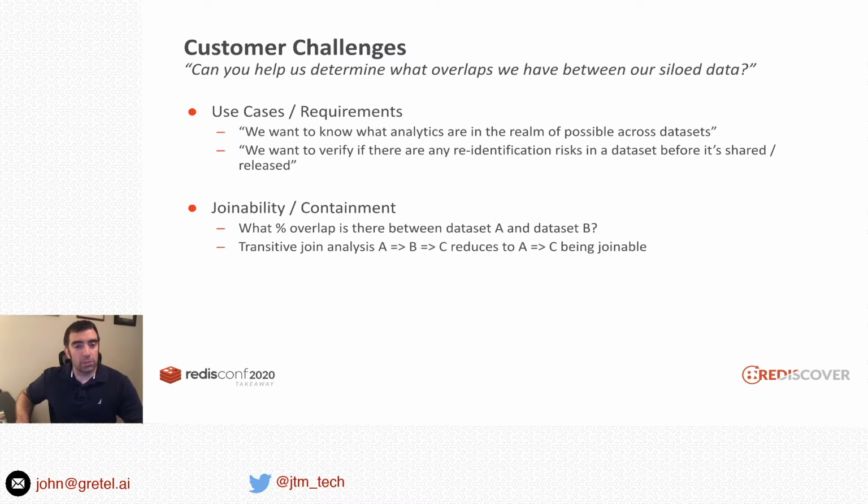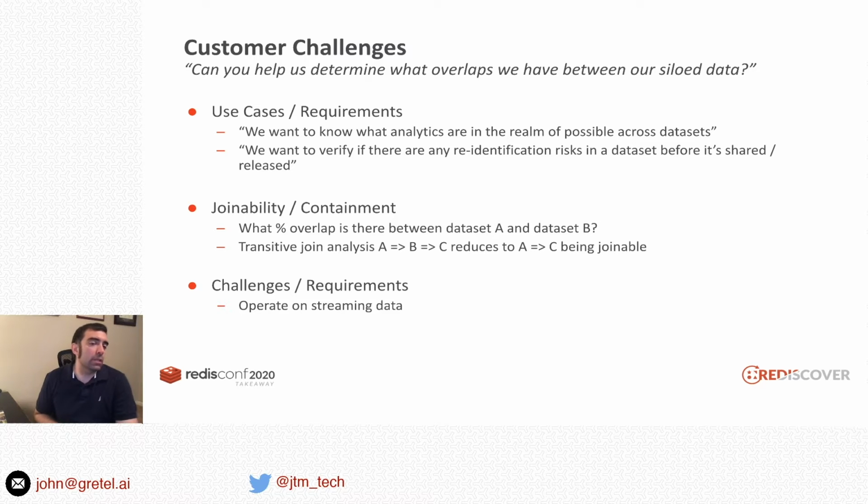One of the big use cases we have is being able to do transitive join analysis between data sets that are more than 1 degree separated. So in this case, if I can show that data set A can be joined with data set B, and data set B can be joined with data set C, this could reduce to showing that A and C are joinable when they don't actually have any overlapping data to begin with.